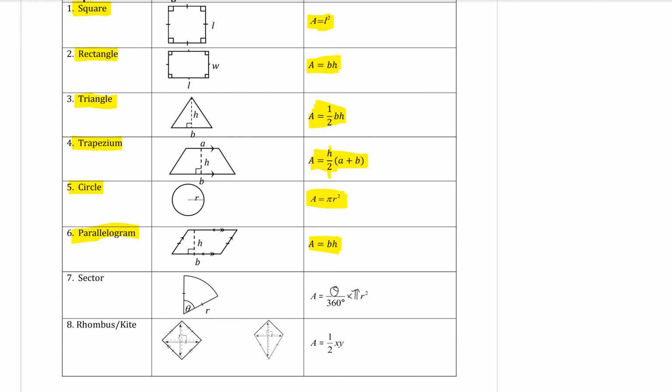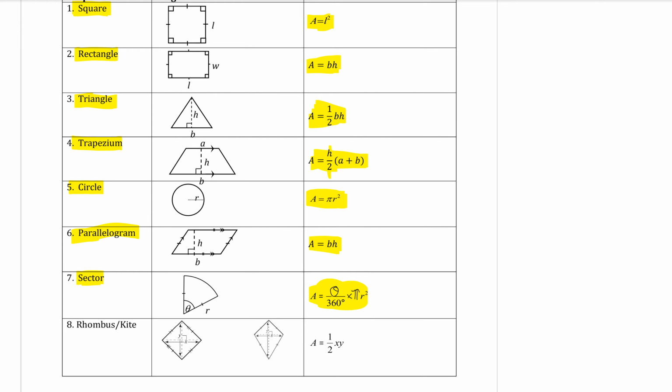Now, a sector, which is like a piece of pizza in our circle, this is a bit of a tricky formula, this one. It's whatever the angle is, which we call theta. Theta over 360, because it's 360 degrees around a circle, times by our area of a circle formula, which is pi r squared. Again, we're not going to do those ones today. We'll save that for the circles lesson.